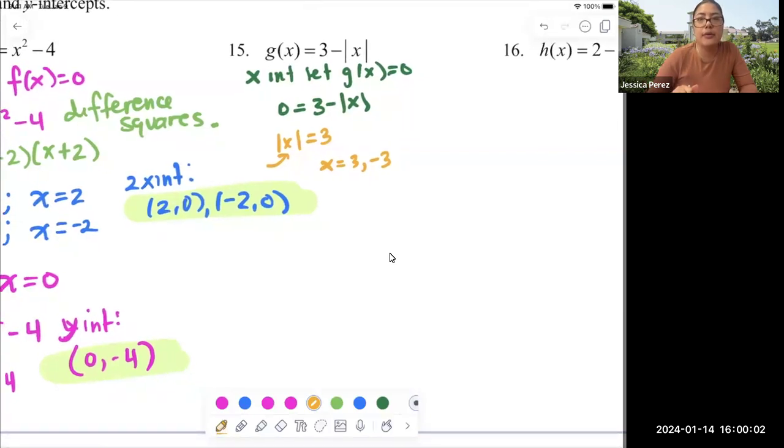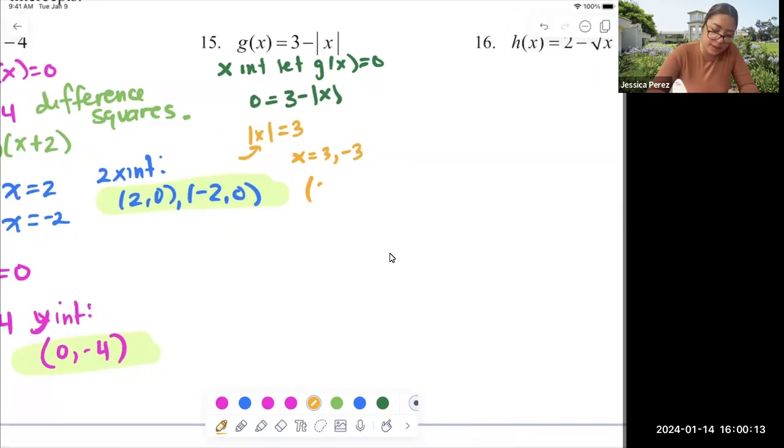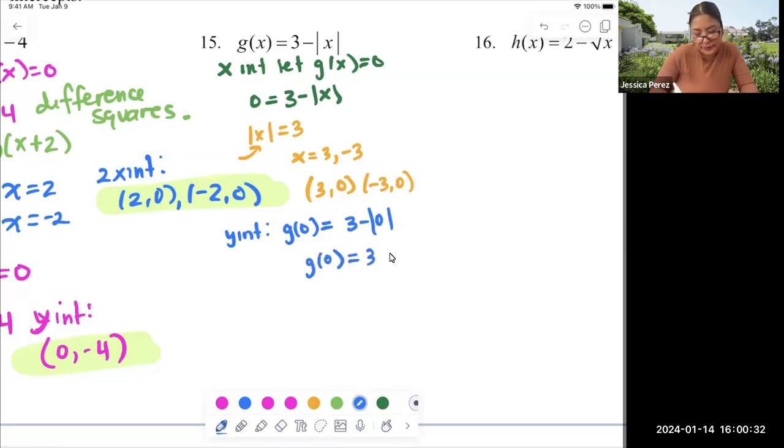So again, we will have two different values for x, the distance away from 0. So I get (3, 0) and (negative 3, 0). Now the y-intercept would be g of 0, which is equal to 3 minus the absolute value of 0. g of 0 is equal to 3. So then the y-intercept would be at (0, 3).